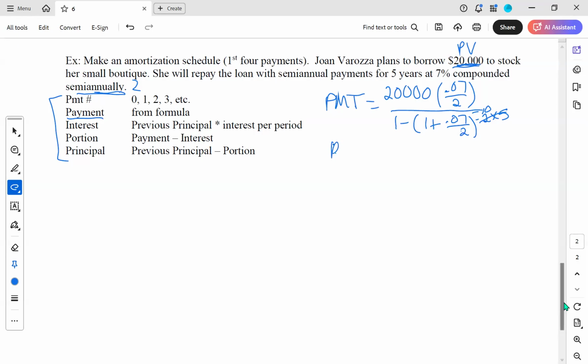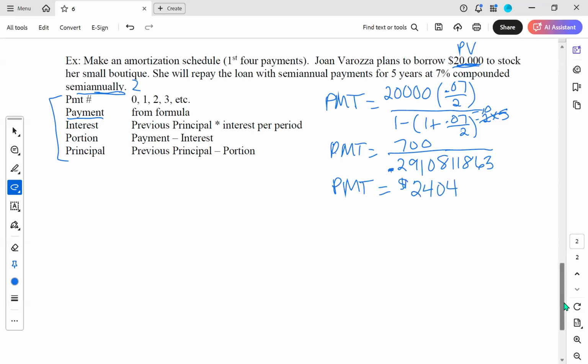Okay, so getting our check figures in there, we got our payment equals 700 over 0.29108 11863. Again, don't take my word on these check figures. Please double check me. Okay. So the payment should come up to be 2404.83. Okay. So we've got to figure out our payment first before we can set up our amortization schedule.